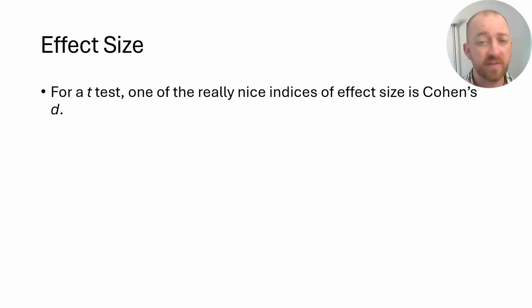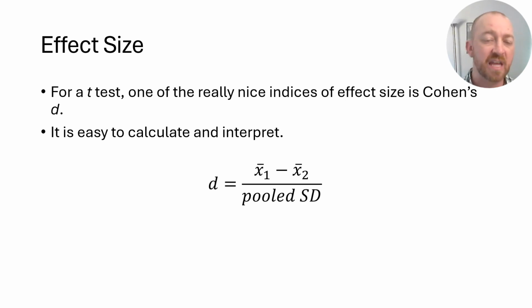Okay, so one of the most common, probably the most common measure of effect size is something called Cohen's d. Now there are other measures of effect size, and they all have their pros and cons. One thing I really like about Cohen's d is how easy it is to calculate and interpret. Here is the equation. As you can see, it's very simple.